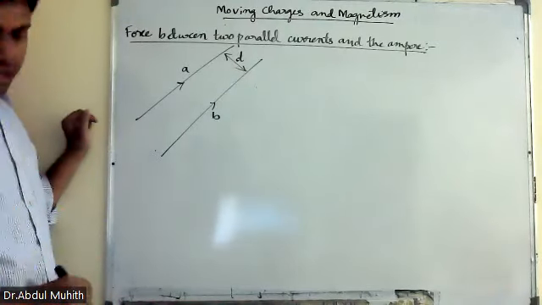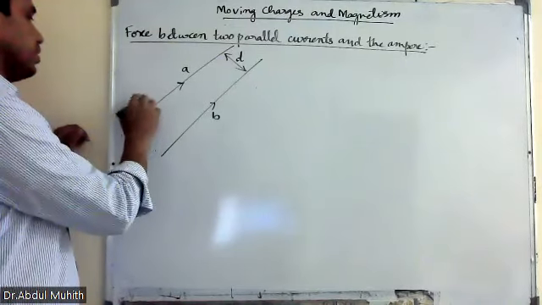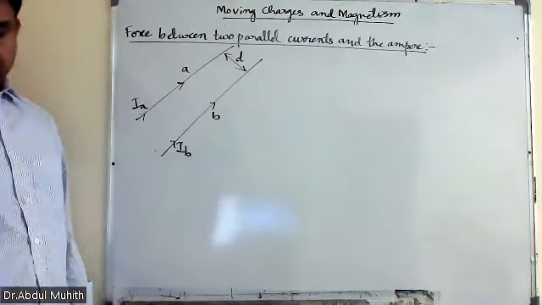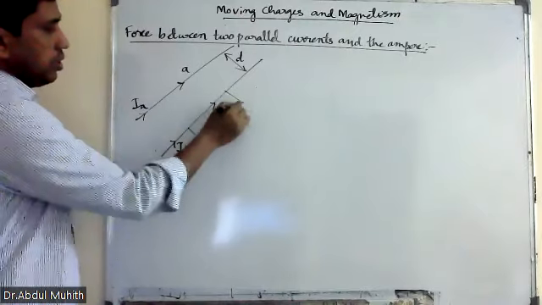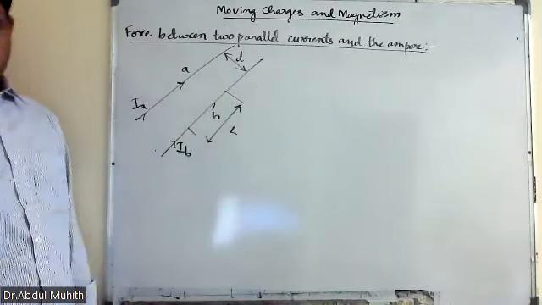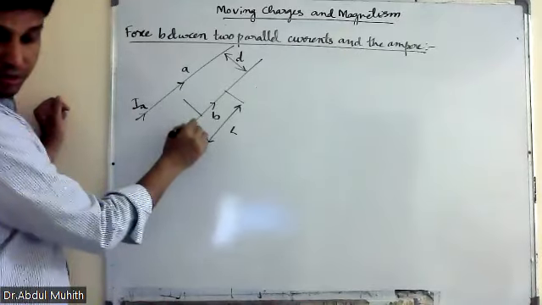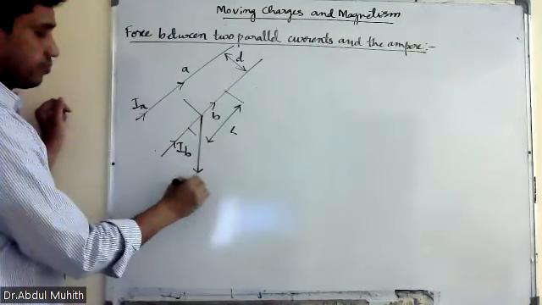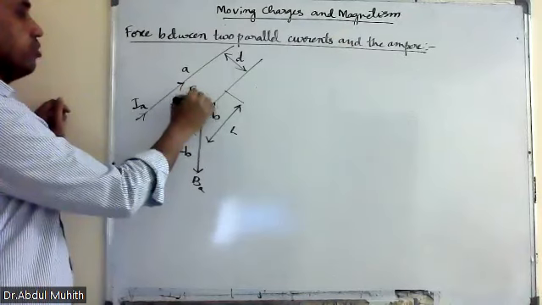Now, there are two cables A and B. The current in this is IA, and the current in this is IB. L is the length of the wire. And there is a magnetic field here, BA. And here there is FBA, the force on B due to A.